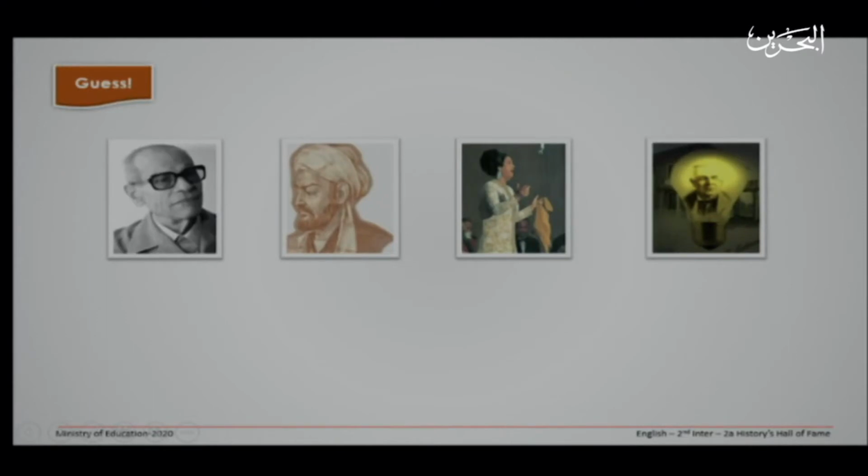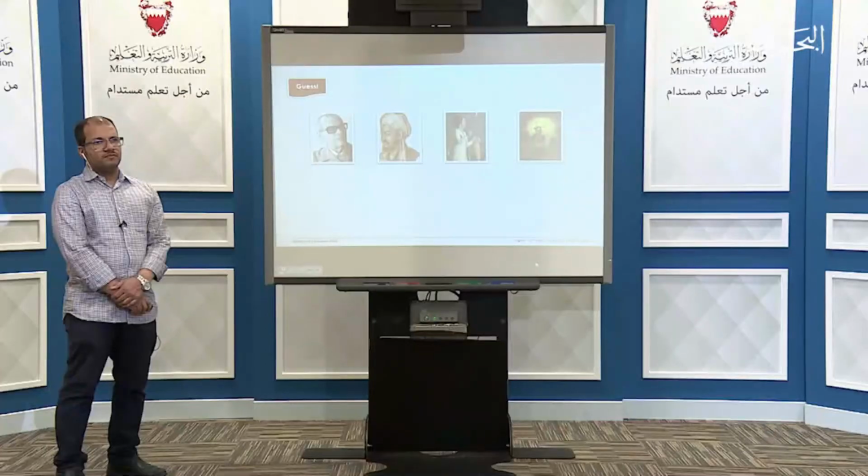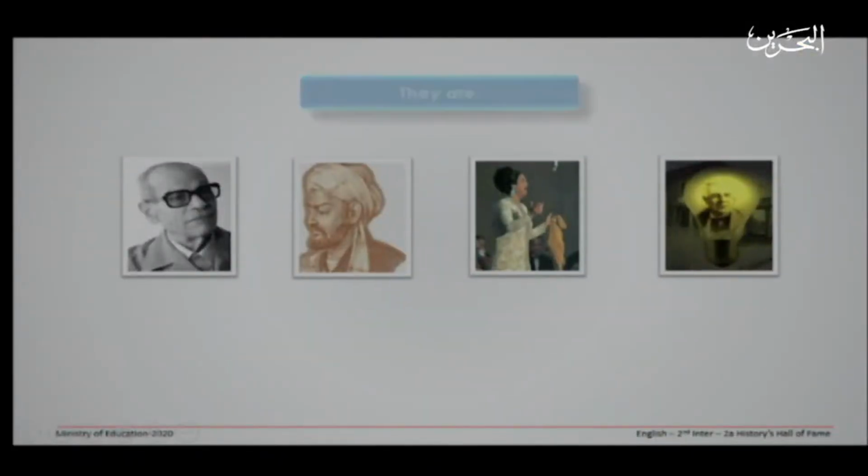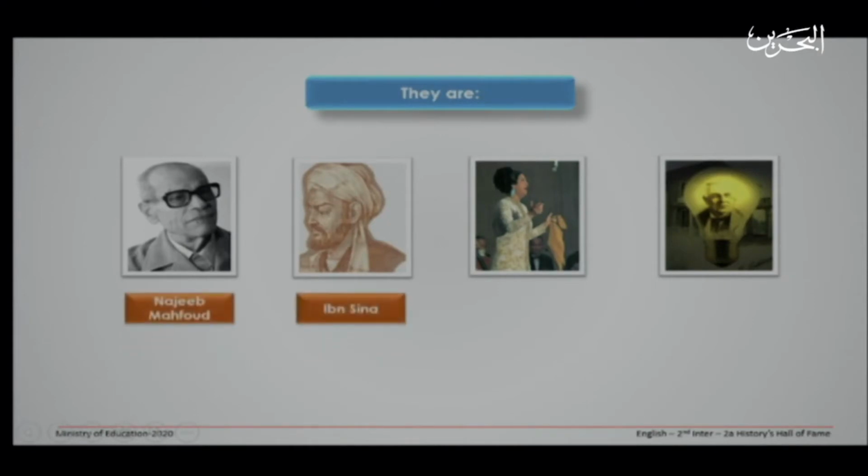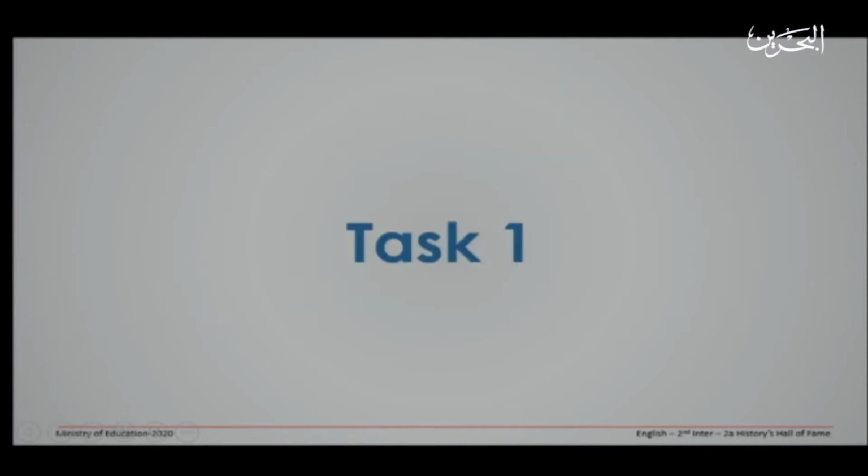Can you guess who these people are? Well done. Let's look at their identities. The first person is Najib Mahfouz. The second one is Ibn Sina. The third one is Umm Kulthum. And the last one is Thomas Edison. Now we are ready for task 1.